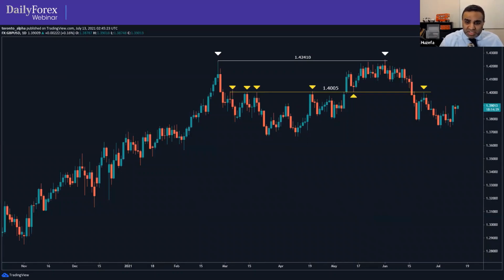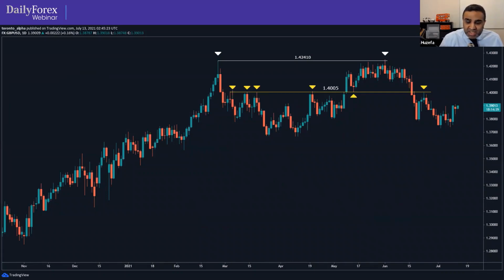Zooming in now to the daily, so it's turning around. It's in a range still, sideways. It's been sideways since the beginning of March. It was trending up until the beginning of March, and then it's technically still sideways. But these are my two areas. You've got the big resistance at the top, 1.4241, and 1.4 is a key point of control.